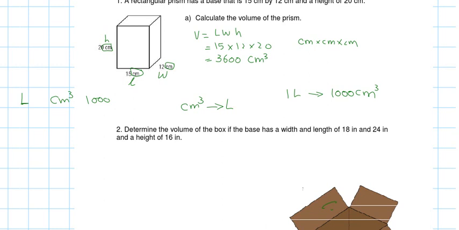So to convert here, let's say what we have to do. After we read that table of conversion, we know that 1 liter is equal to how many centimeter cube? 1,000. So I have 3,600 centimeter cube. How many liters would that make?